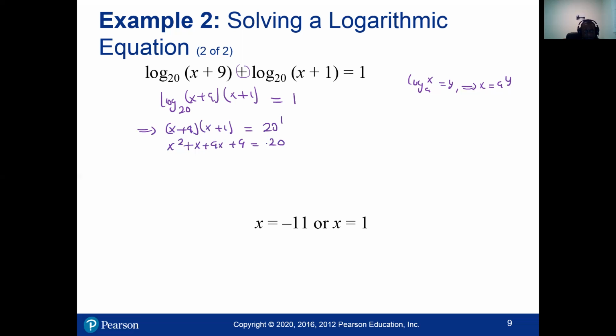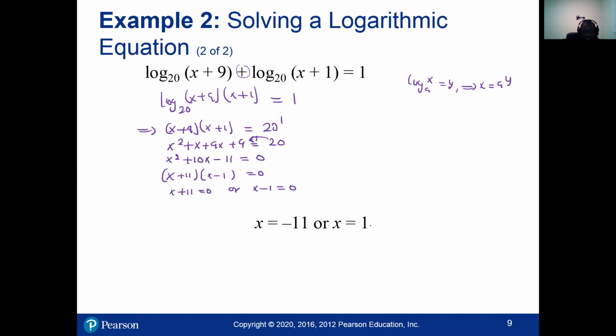Now bring this over to the left hand side. You have x squared plus 10x minus 11 is equal to 0. So let's factor this. You get two factors: x plus 11, x minus 1 equal to 0. So set each to 0: x plus 11 equal to 0, or x minus 1 equal to 0.